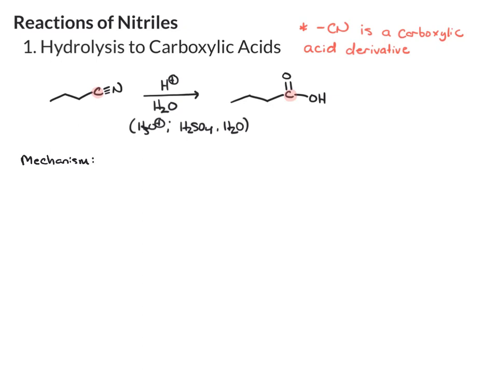So the first thing we do, we have our nitrile, and I'm going to abbreviate it with just an R group to keep it a little simpler for you to write. Don't forget that nitrogen has a lone pair. Let's draw it out fully. And in the presence of acid, that lone pair will get protonated, very similar to how a carbonyl oxygen gets protonated. So now we get the positively charged nitrogen.